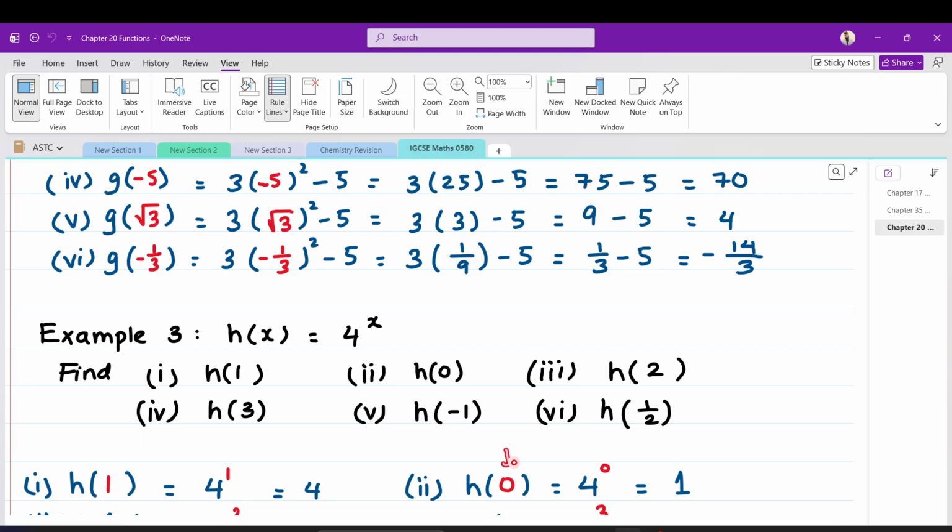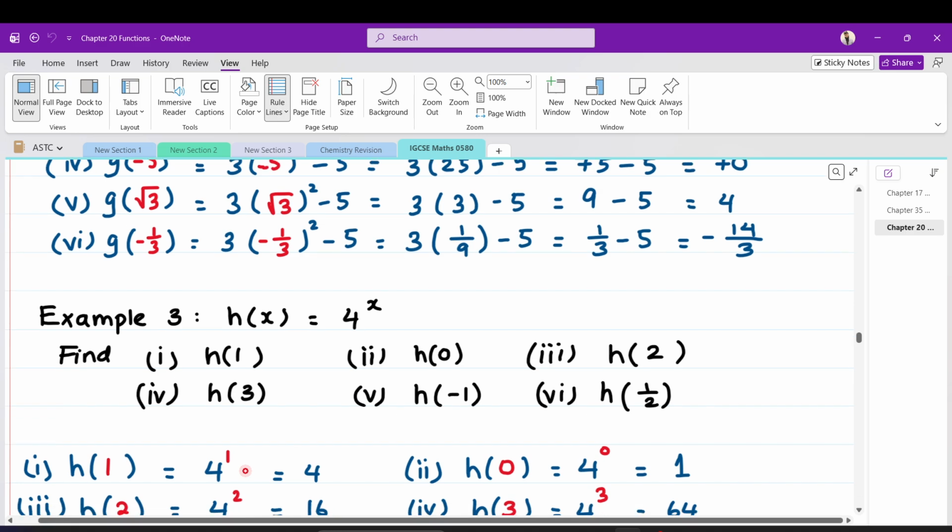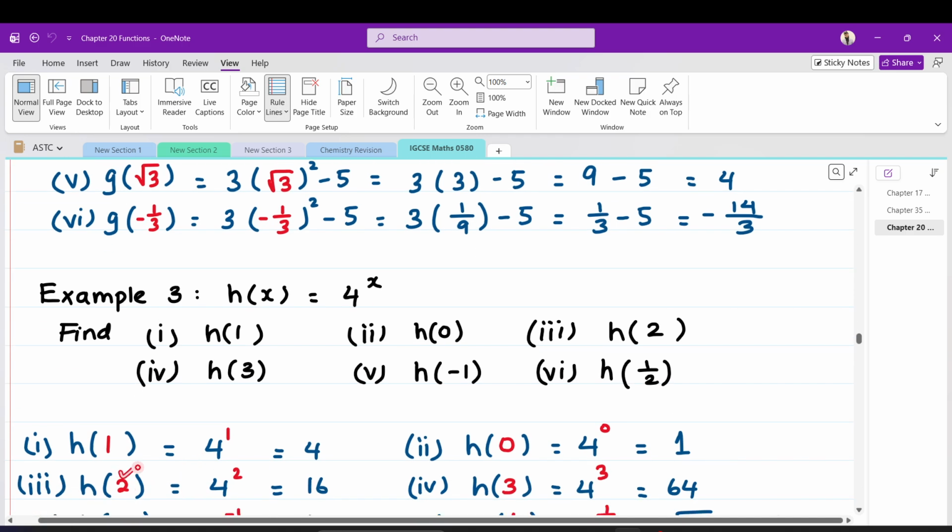The second one is h of 0. So you plug in the value of 0 over here, plug in the value of 0 over here. Anything to the power of 0 is equal to 1. So that's why you get 1 over here. Number 3, h of 2. So that means h of 2 equals 4 squared, which is equal to 16. Part 4 is h of 3. So h of 3 will be 4 cubed, which is equal to 64.